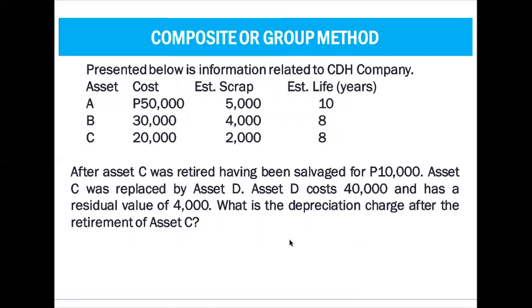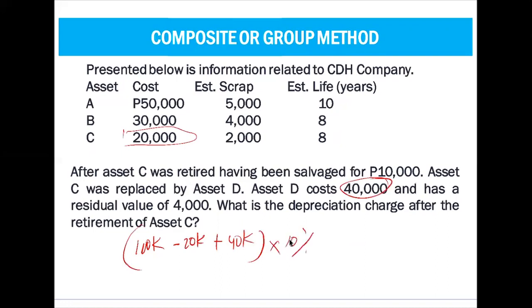So what we do is we just get the total cost, then we deduct the BPE retired and then we add the replacement. So ang total cost kasi natin ay 100,000. And then we deduct the retired asset which is asset C. So tanggalin natin yung 20,000 niya. Tapos idadagdag natin yung replacement niya which is asset D, 40,000.